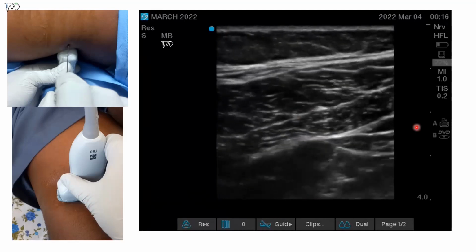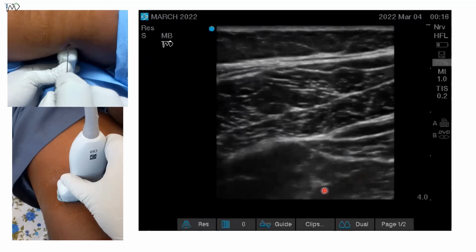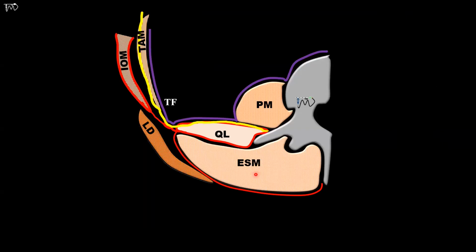The internal oblique and the transversus abdominis muscles are traced posteriorly. This is the external oblique, internal oblique, and the transversus abdominis. These are traced posteriorly until they are observed to taper off into a common aponeurosis, that is the transversalis fascia. Local anesthetic is injected in the plane between the transversus abdominis muscle and the transversalis fascia.